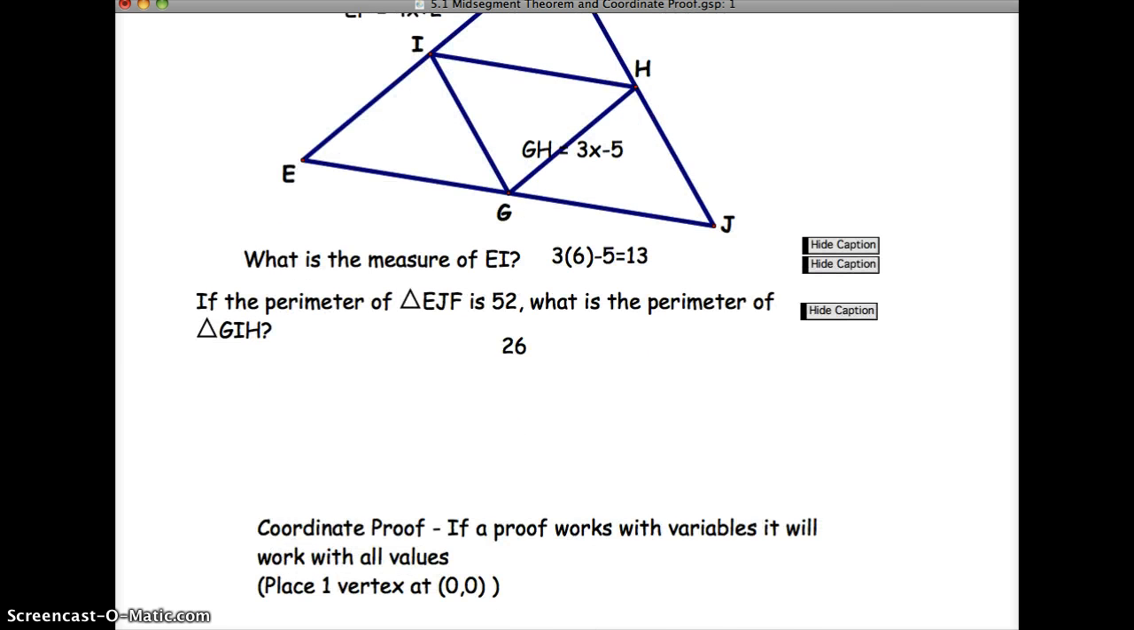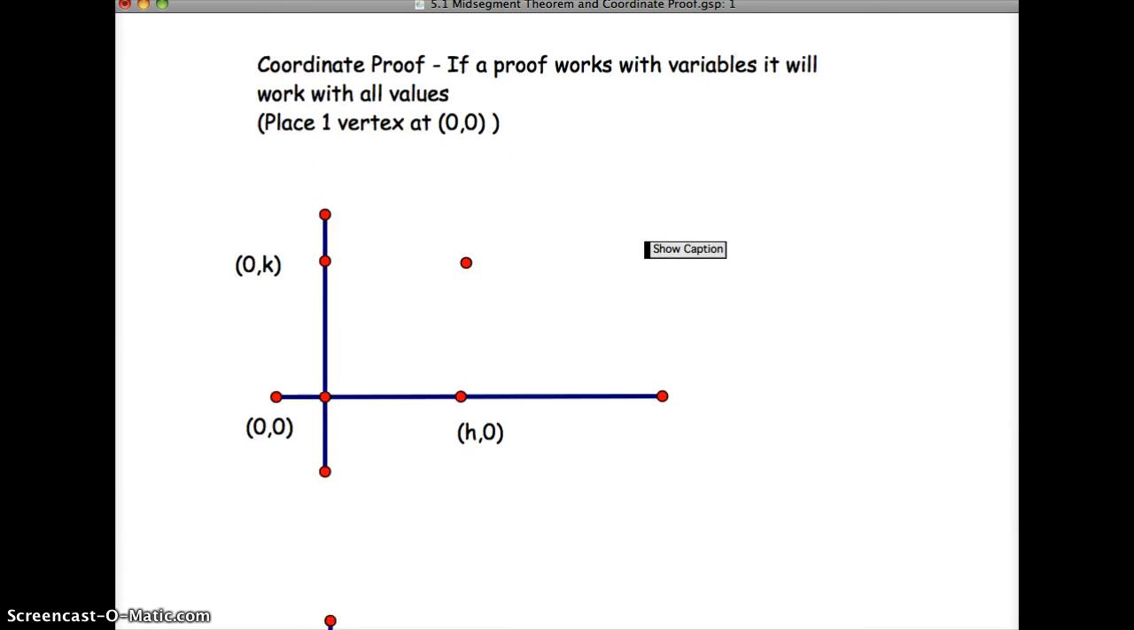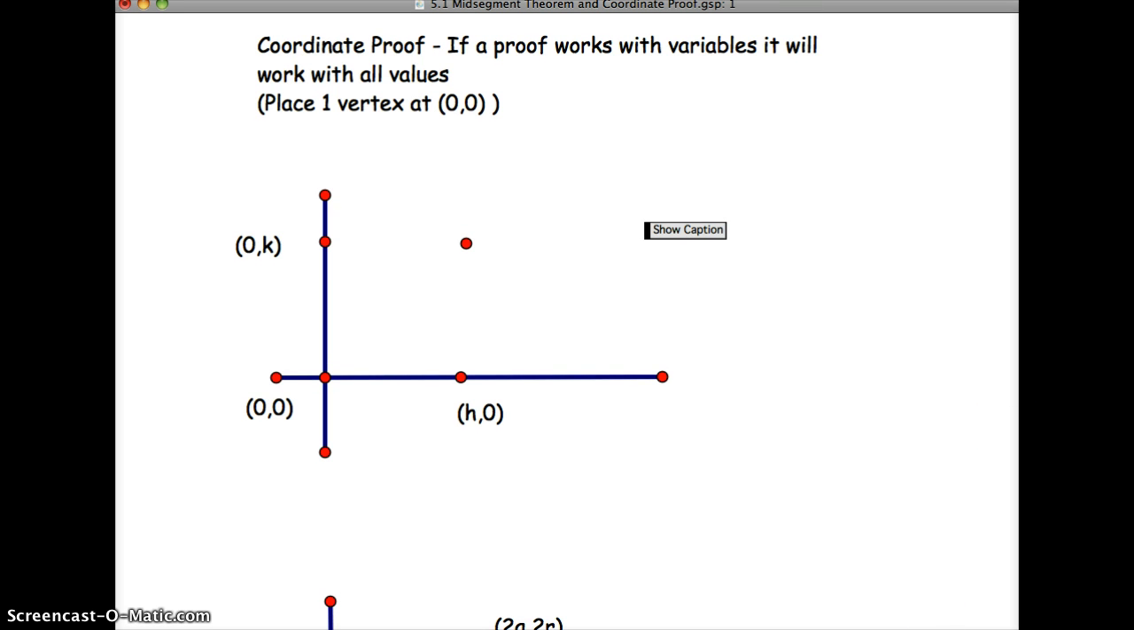All right, let's move on to the next. Let's talk about a coordinate proof. This is where it gets a little dicey, if you will. Okay? First one's going to be pretty simple.